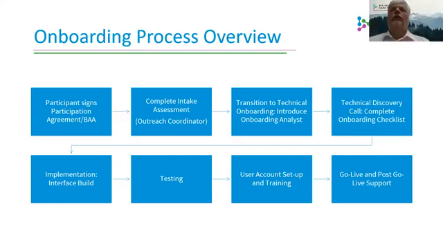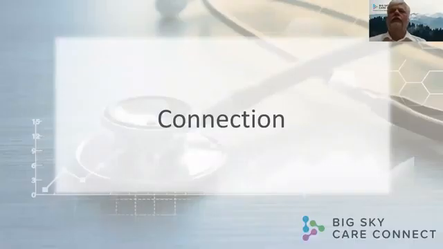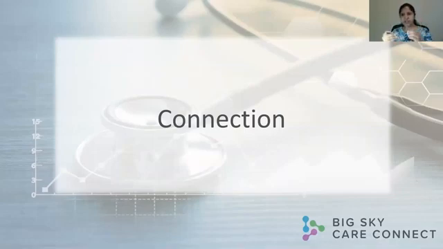Okay. So what are the transport options, the connectivity options that are available with Big Sky Care Connect? For transport options, Jason, we have VPN. Typically for HL7 version 2 feeds, which are your ADT feeds, your lab feeds, your ORUs, your MDMs, we typically use a VPN connectivity.